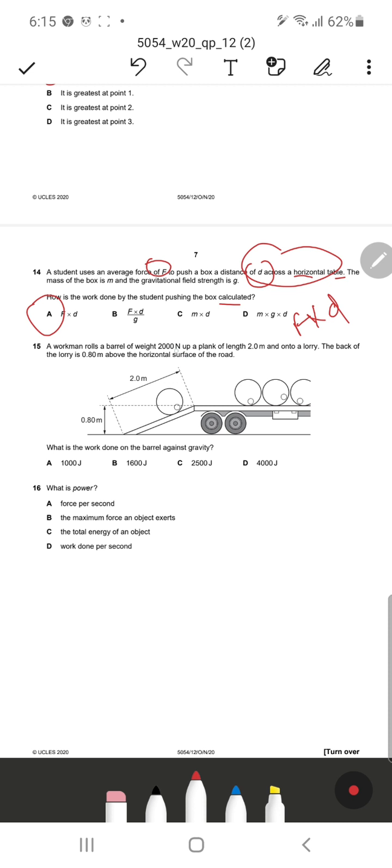It says a workman rolls a barrel of weight 2000 newtons up a plank of length 2 meters onto a lorry. The back of the lorry is 0.8 meters above the horizontal surface of the road. What is the work done on the barrel against gravity?